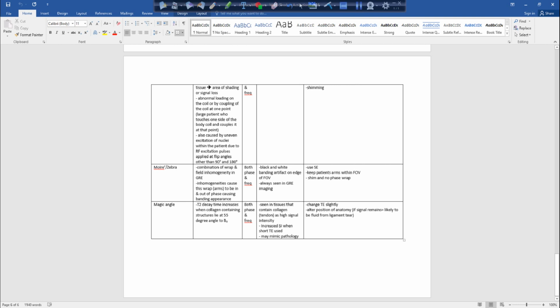So to remedy, just change the TE slightly or reposition that knee or the shoulder or whatever you're scanning so that you don't get that artifact. So magic angle, because you're just having a bad day.